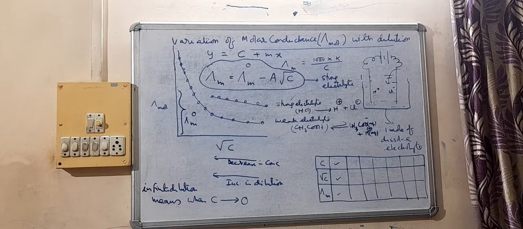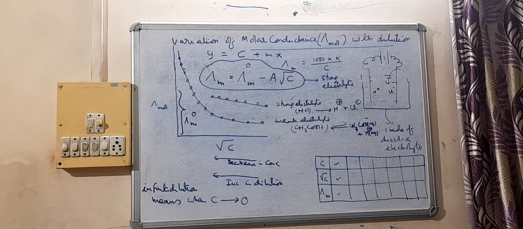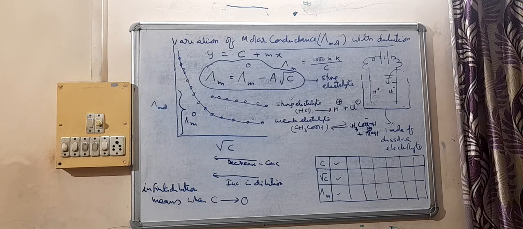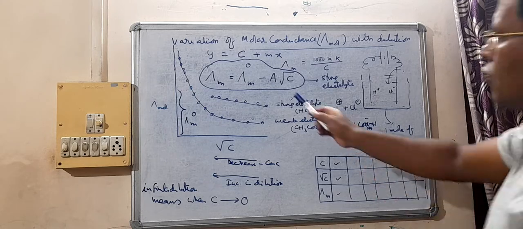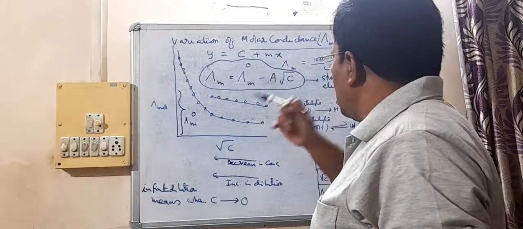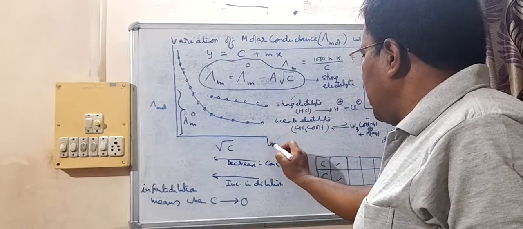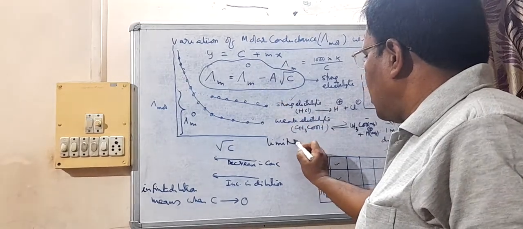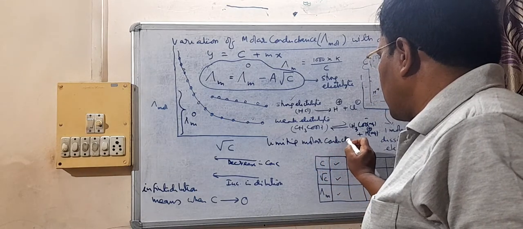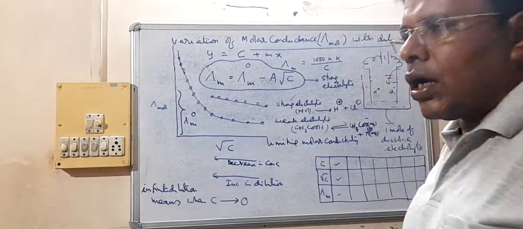So variation of molar conductance with dilution has been explained. Okay, and we also have come across this term, molar conductance at infinite dilution. Molar conductance at infinite dilution is also known as limiting molar conductivity or limiting molar conductance.